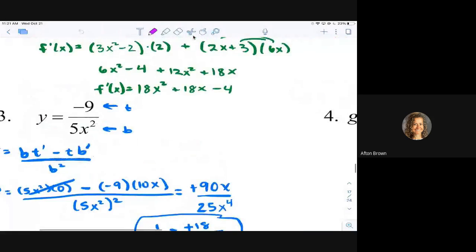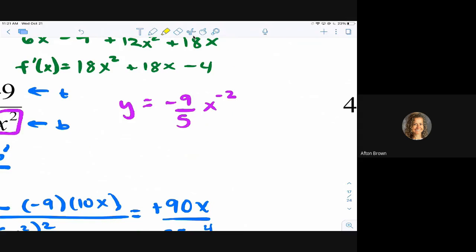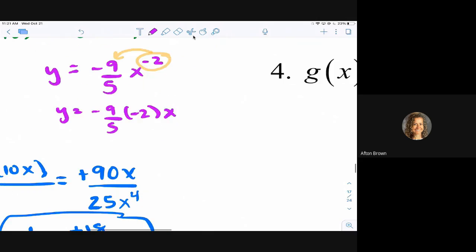So let's rewrite this. How can we rewrite y so that we can do power rule? Good, and we would only move the x squared, right? I'd leave the negative 9 over 5. That doesn't change, but I could write it as x to the negative 2. If I take the derivative, I could do power rule, which would be this power comes down in front. If I pull down a negative 2, I'd have the negative 9/5 times the negative 2. And then I'd subtract 1 from the power, so what's the new exponent? Negative 3. Sorry, this is the derivative.